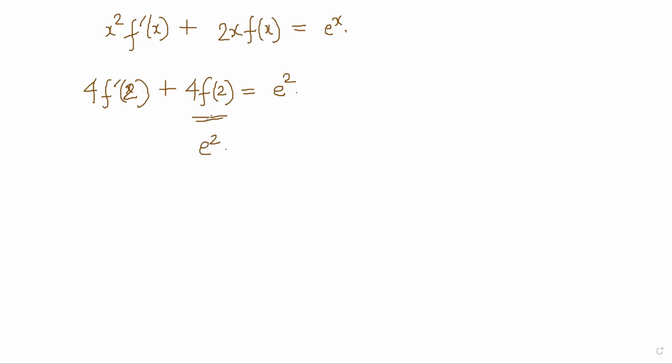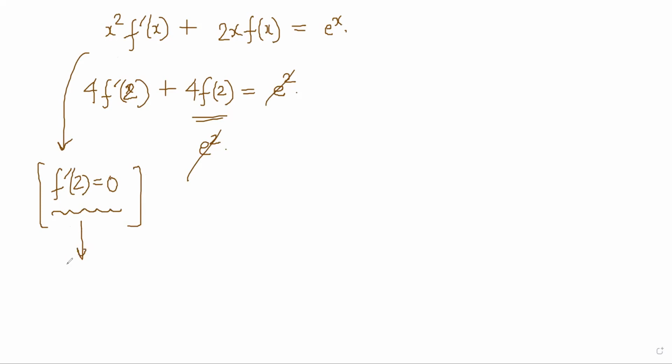So 4 f of 2 becomes e square, correct? So that cancels and you get 4 f dash 2 is equal to 0, right? So basically f dash 2 is becoming 0. Actually, even without solving for the function, you can know that at one point its derivative is becoming 0, right? So that means that it might have a maxima or minima at this point, right? You can do a double derivative and check whether f double dash 2 is positive or negative, right? So you will decide what it is.